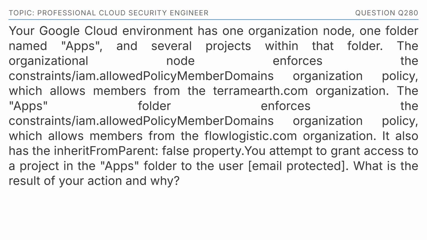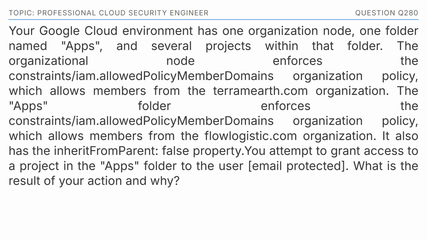Your Google Cloud environment has one organization node, one folder named Apps, and several projects within that folder. The organization node enforces the constraints/iam.allowedPolicyMemberDomains organization policy, which allows members from the terraearth.com organization. The Apps folder enforces the constraints/iam.allowedPolicyMemberDomains organization policy, which allows members from the flowlogistic.com organization. It also has the inherit from parent, false property.